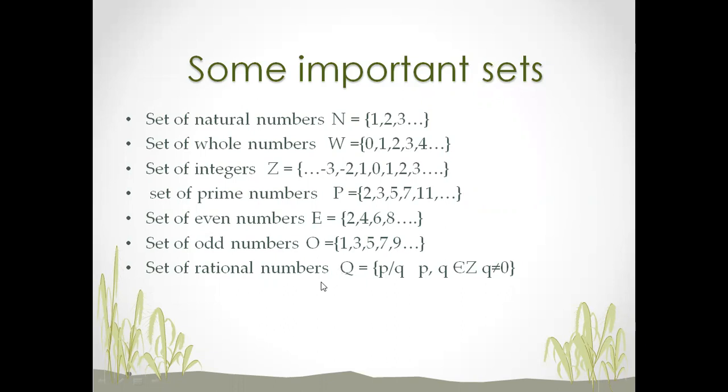And you see rational numbers. Rational numbers are the numbers which can be written in the form p by q, where p and q belong to Z. Here, what is Z? Z is the set of integers, and q must not be equal to 0. So this is the rational number.